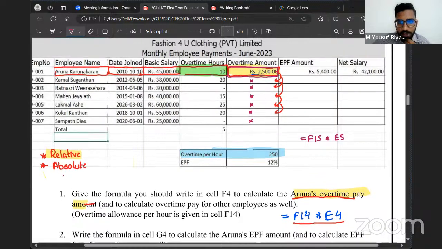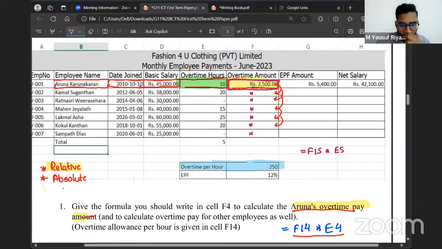Now for Kamal, if you take F15, the value in F15 cell is 12%, and that will be multiplied with E5. E5 is Kamal's overtime hours. First of all, tell me, if I have the formula equals F15 into E5, is the E5 part correct for Kamal's overtime? Yes, for Kamal's overtime, E5 is correct.